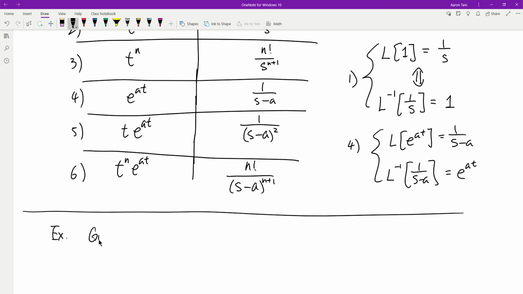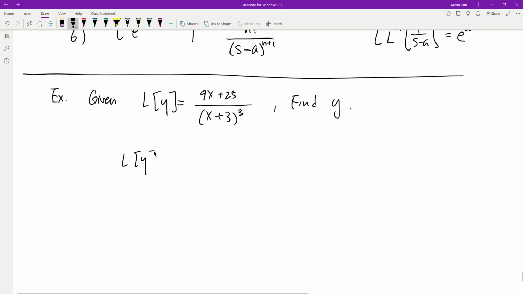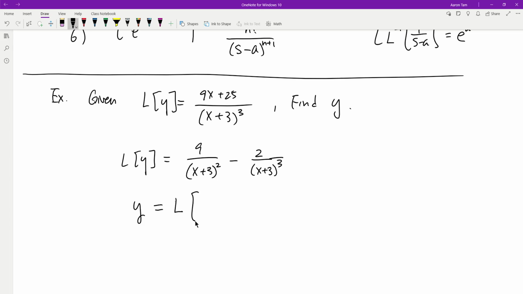Let's say we're given that the Laplace transform of y is equal to (9s + 25) over (s + 3) to the third, and the question asks you to find y. The first thing you want to do is rewrite this Laplace transform using partial fraction decomposition. Lucky for us, we know what that is. That will be this. So now what we're basically doing is trying to find y. Y would equal the inverse Laplace transform of what we have right here.